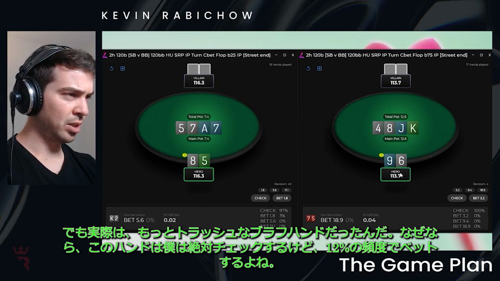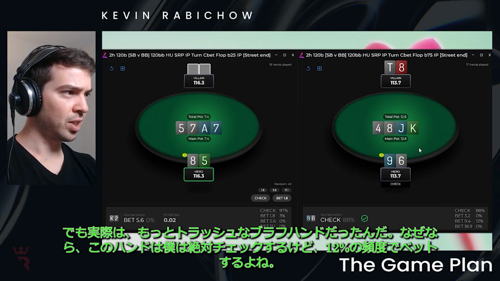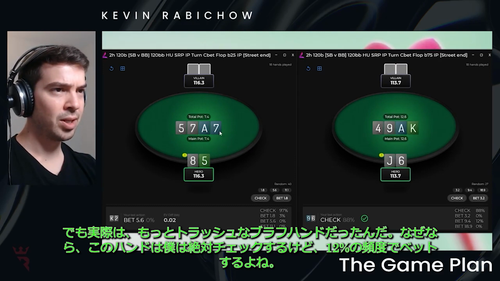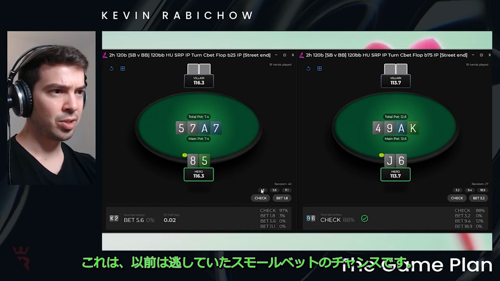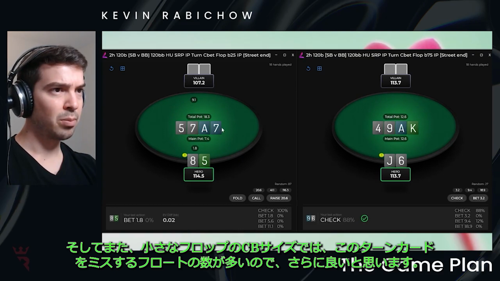But actually, it's been these trashier bluff hands. Because again, this is a hand I would just check. And here it's 12% of the time. This is an opportunity for that small bet that I missed before. And again, with the small flop bet size, I think it's even better because of the number of floats that are going to miss this turn card.